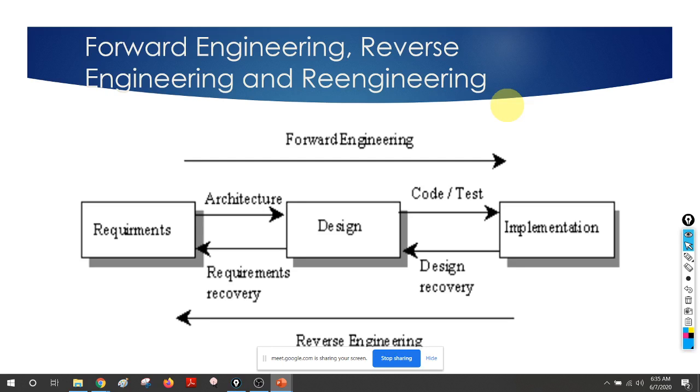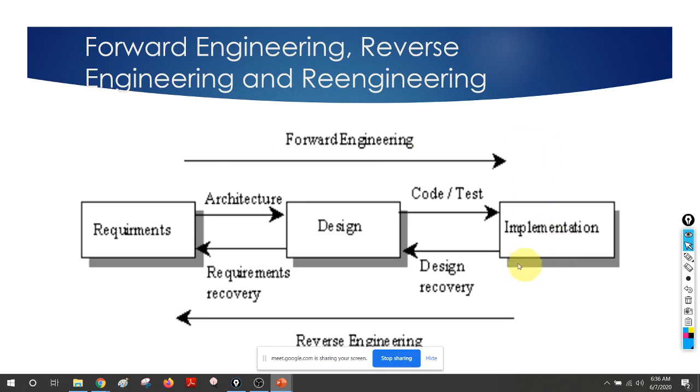Then we are going to discuss the concept of forward engineering, reverse engineering and re-engineering, because in the evolution stage sometimes we have to use reverse engineering. Forward engineering means from your requirements we go to the design and implementation. That is the normal case. When you are developing a new thing, we have to understand the requirements, do the designing, and of course do the implementation and testing. That normal process is called forward engineering.